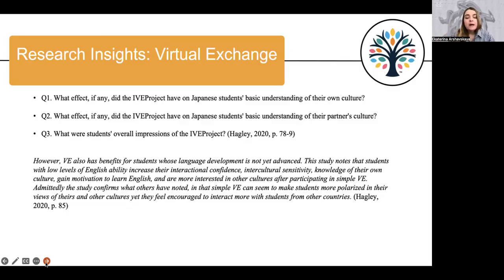At the same time, of course, there are limitations. So students developed some polarized views. They actually focused a lot on the differences. So we're like this and they're like that.